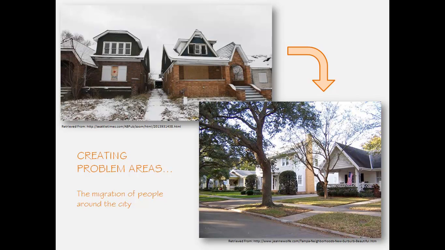As you can see, these pictures demonstrate the area in the top left corner would be considered a problem area based on the deterioration of homes, whereas the picture in the bottom right corner would be considered an ideal neighborhood because everything is well kept. This does not mean that the people in either of these areas are better than the others, however, social standards would say that they are.